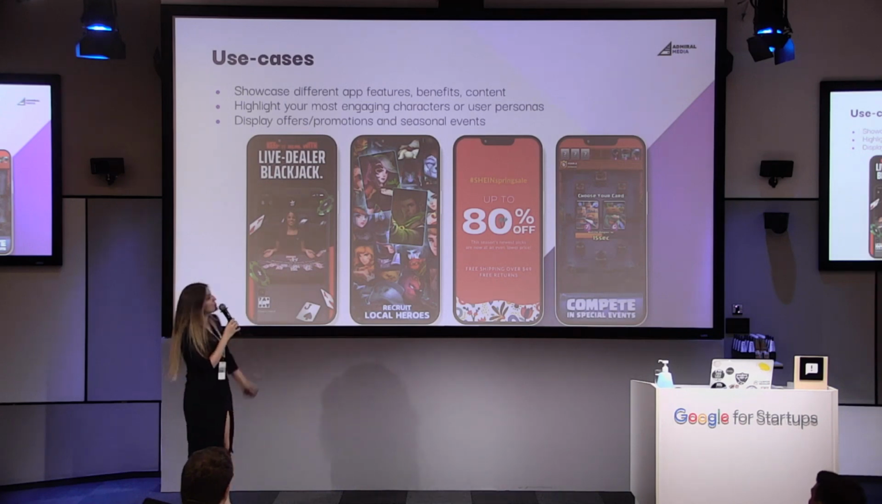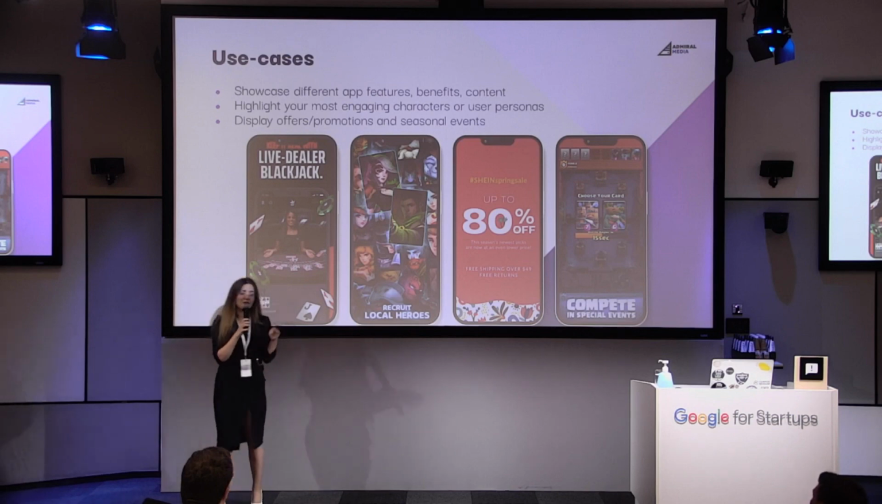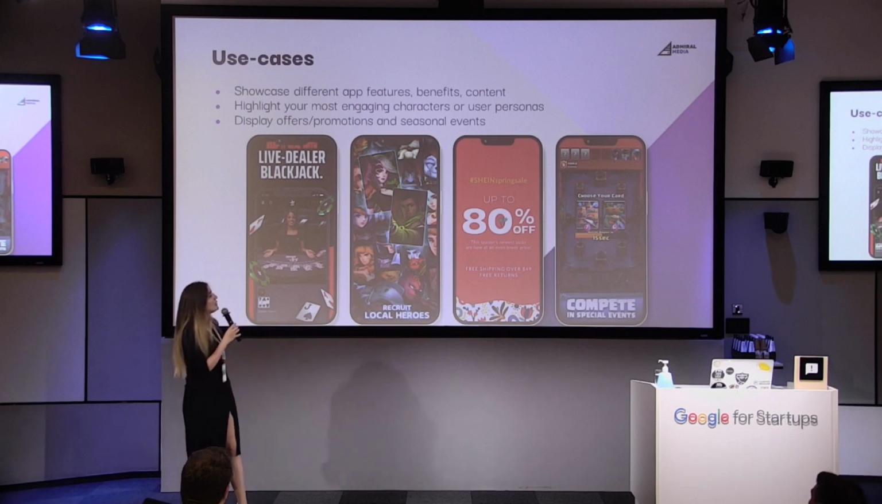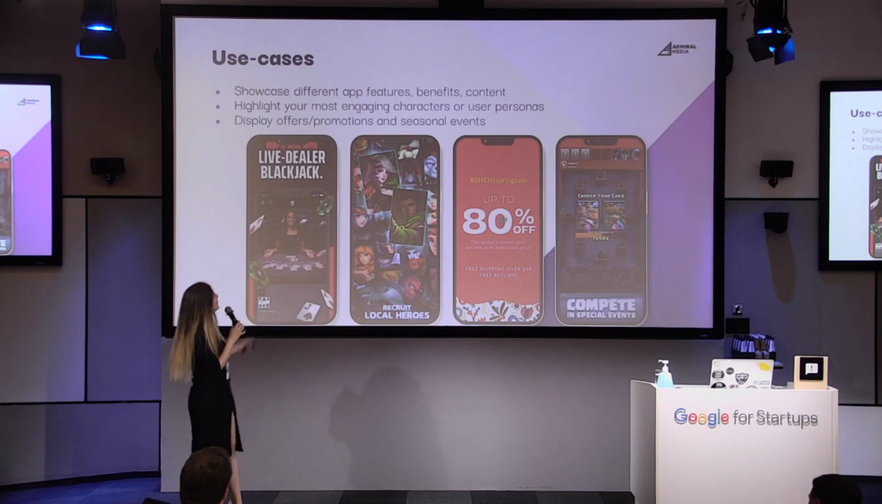Starting with the first point, which is showcasing your app features or benefits. That's a very common way that we advertise our apps outside the store too. You can highlight your most engaging characters or different user personas. Let's say that you're a strategy game that has two user personas, builders and battlers. You can create a custom product page for each one.